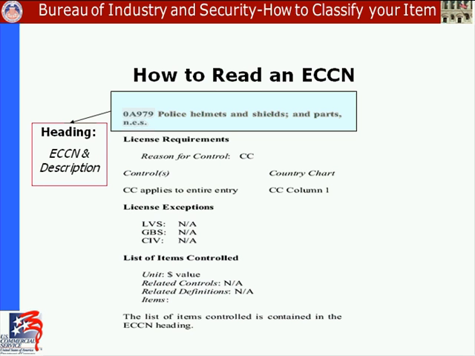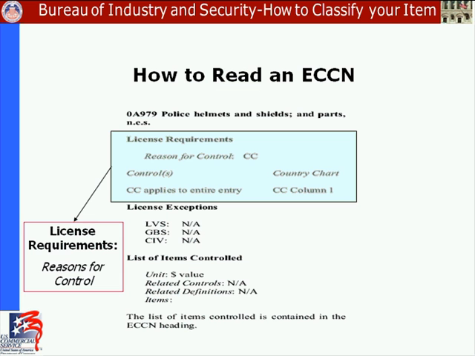Okay, in every ECCN number we have, I call it four segments. The first segment we call headings. The second segment we call license requirement. It's the second segment in the ECCN number.